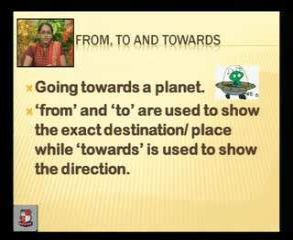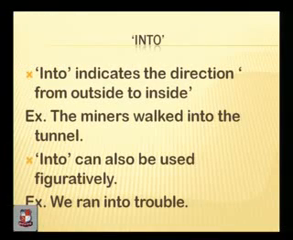Next, from and to are used to show the exact destination or place, while towards is used to show the direction. From says I am coming from home. That means that from home is the exact place, while towards, I am going towards my home, means it shows the direction.